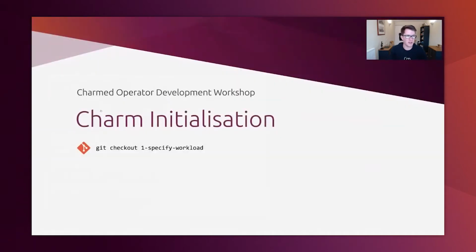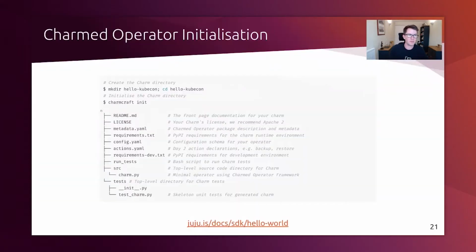So let's get started then with the demo. If you've cloned the repository, the Hello KubeCon repository, and you check out the one-specify-workload branch now, you'll get all of the code to get you through to the end of this section so you can follow through as we go. What we're going to do first is just create a new charm. So we're going to create a new directory and run charmcraft init in that directory.